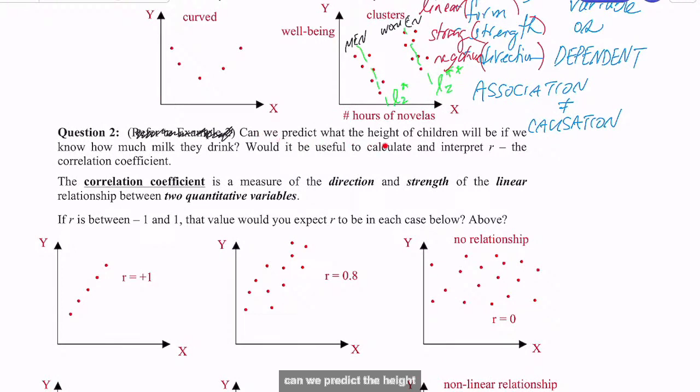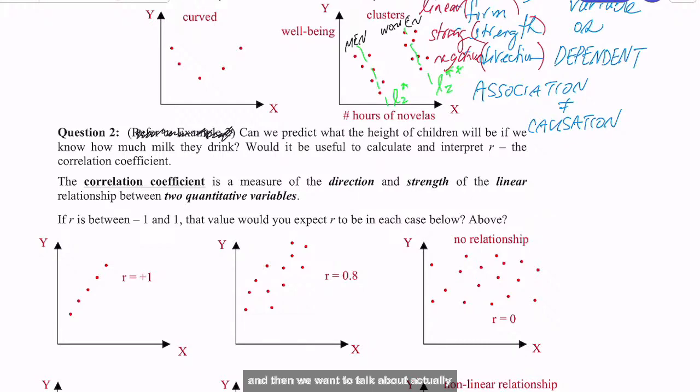So can we predict the height of children if we know how much milk they drink? Let's say we had data on that. Now there are many things that affect a child's height, and milk nutrition might be one of them. So can we make predictions? Can we predict general well-being from hours of novellas? In this case, it looks like we probably could, such a tight relationship. It depends on how good the fit is to the line.